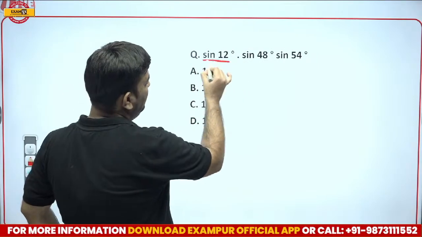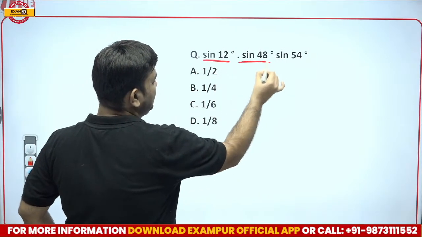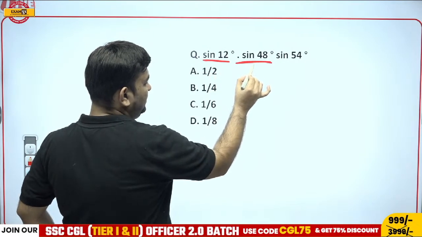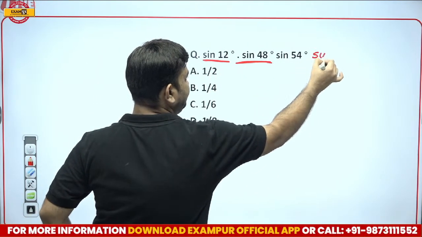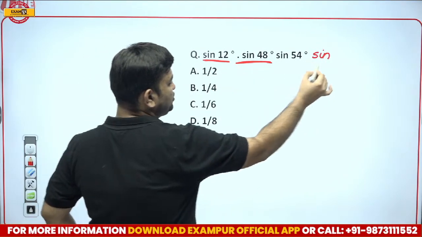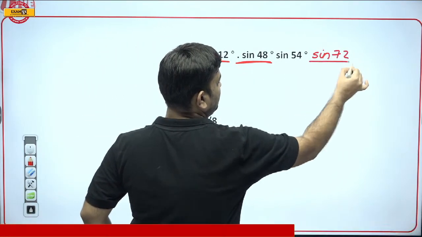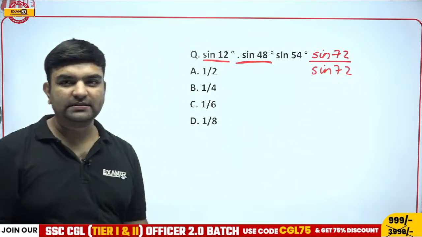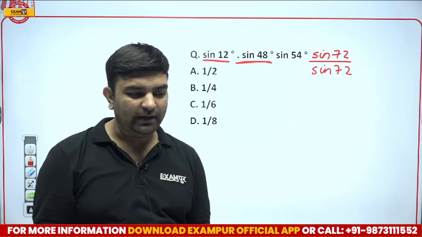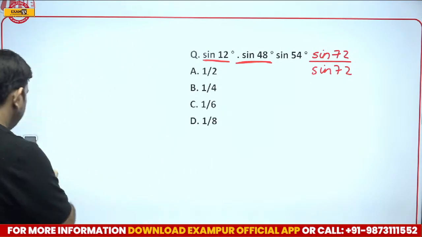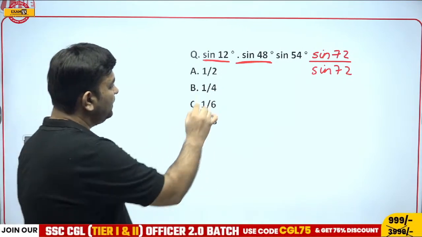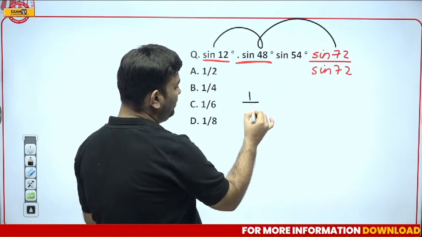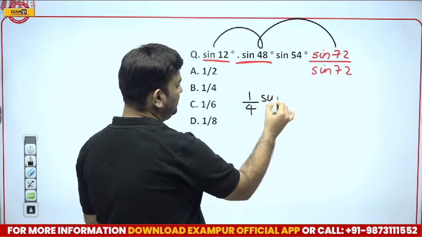Theta, 60 minus theta. Theta, 60 minus theta, 60 plus theta is missing. 60 plus 12, 72. Multiply and divide by 72. Theta, 60 minus theta, 60 plus theta is 1 by 4 sine 3 theta.